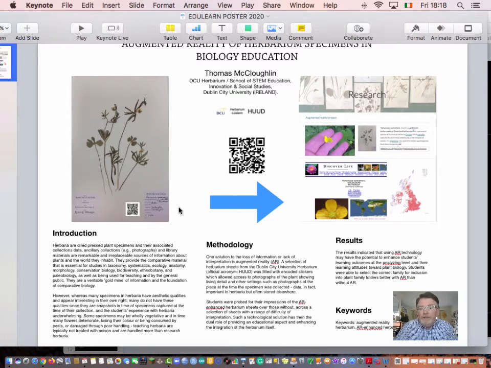Okay, and typically that might be, for example, in the case of the animal world, we might have a shell, and the shell has some kind of marker on it, and that triggers then opening of an app, and you see the shell suddenly burst into life, and you have the living creature. Okay.